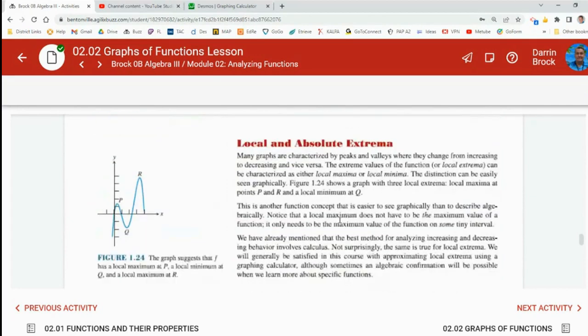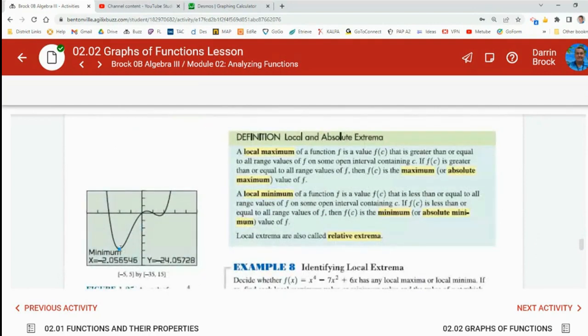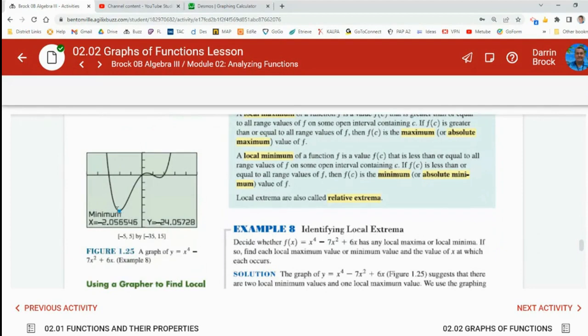Okay. Local and absolute extrema. That's what we're talking about, maximums and minimums. This has an absolute minimum right here on this graph, and you see on the left, that little blue dot, that's an absolute minimum. This is a relative minimum. For the area right around it, this is the smallest y. So this has a relative minimum and an absolute minimum.